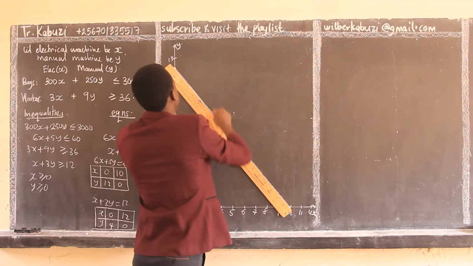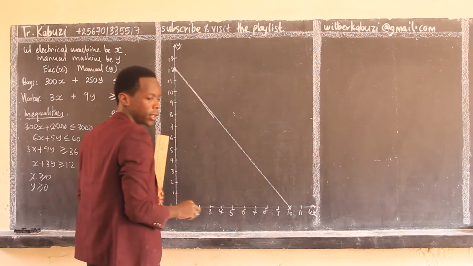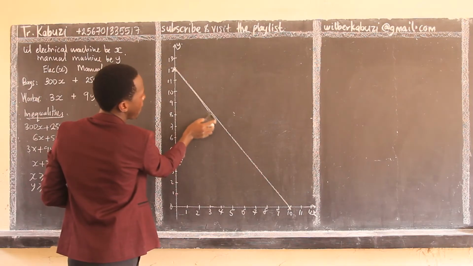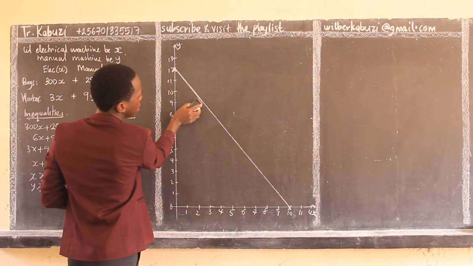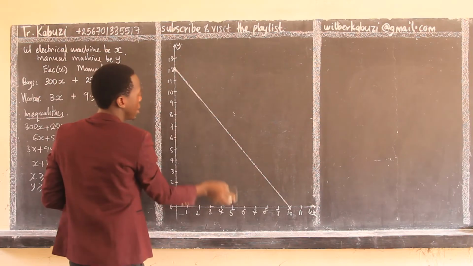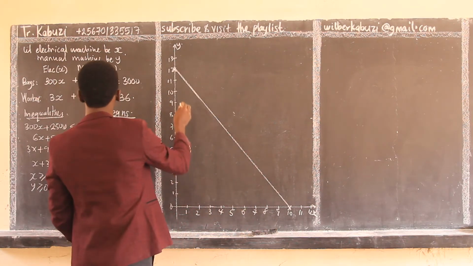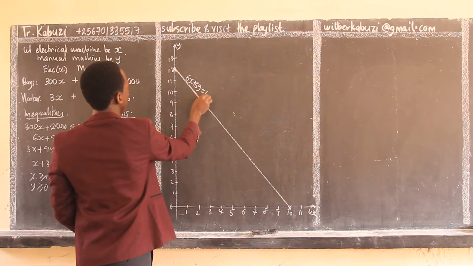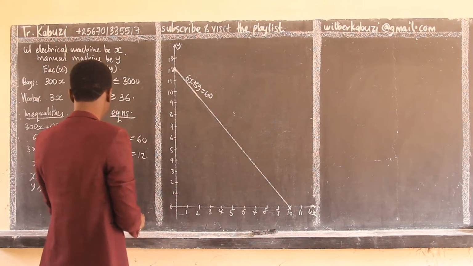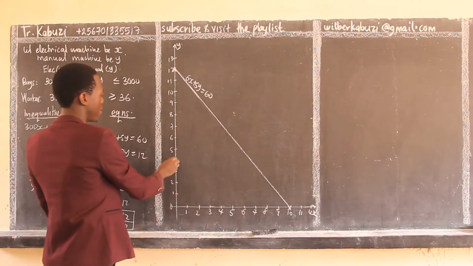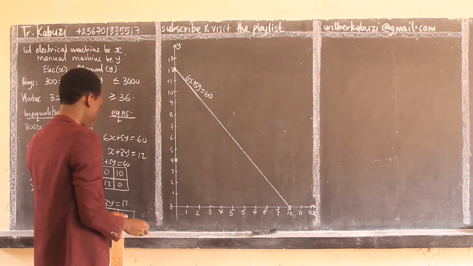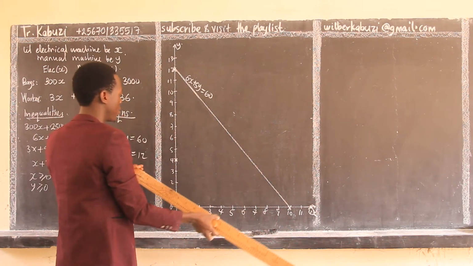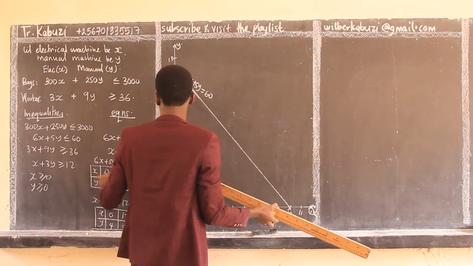So that is our first line, which you can clearly see. So you can name it, say 6x plus 5y equals 60. Then I come to the next one, 0, 4, which is around there. Then I come to 12, 0, around there. Because it's also at least, it's going to be solid.